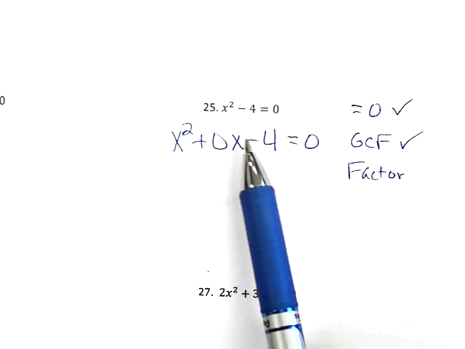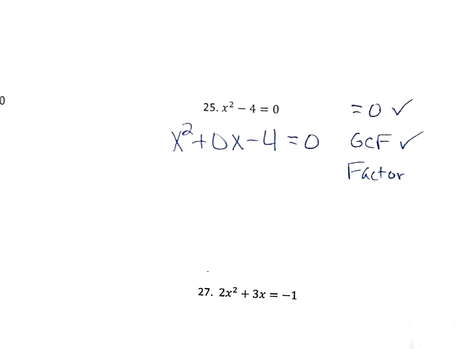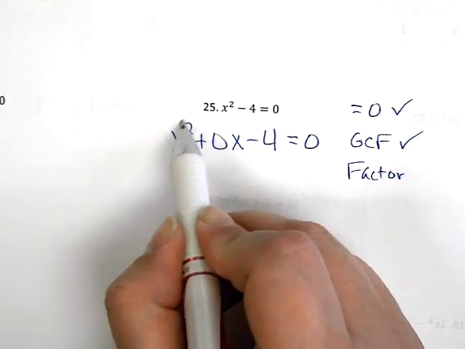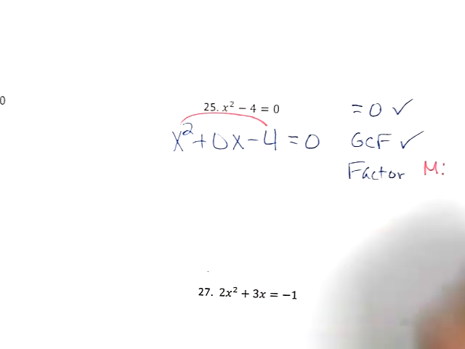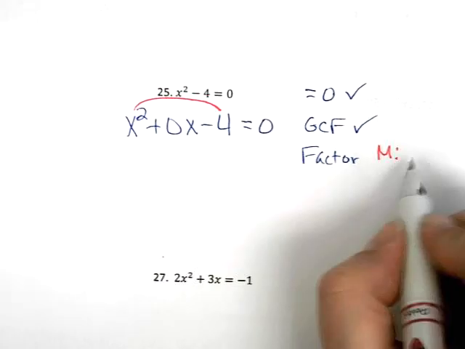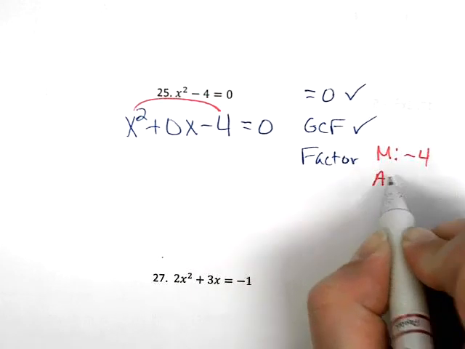Technically, 0x doesn't need to be there, right? I didn't change the problem at all. But now this looks an awful lot like the factoring that you've already done. So we're going to multiply the first and the last term to figure out our m. So we need to multiply to negative 4, and we need to add to 0.